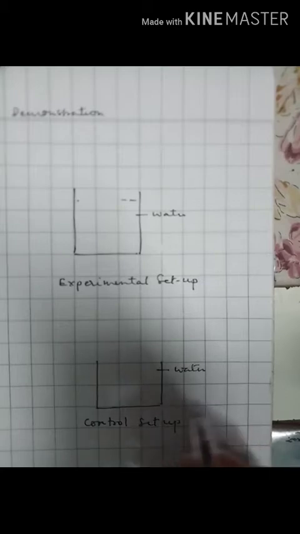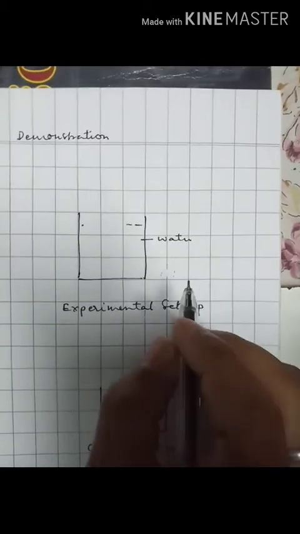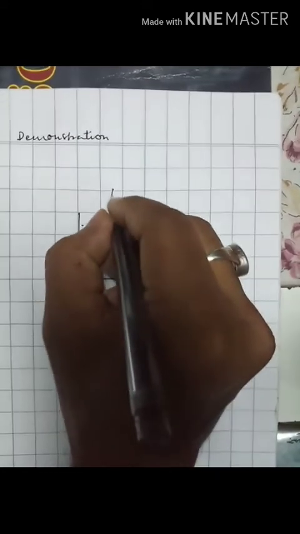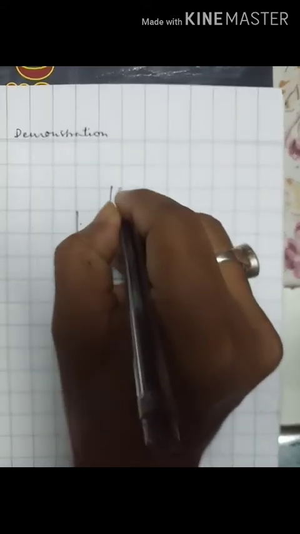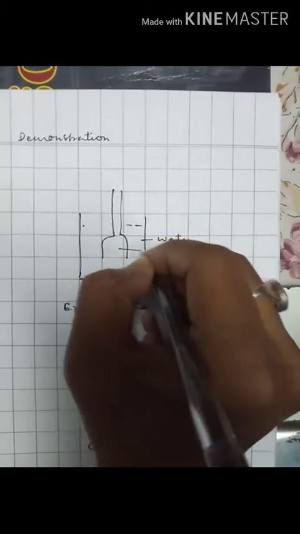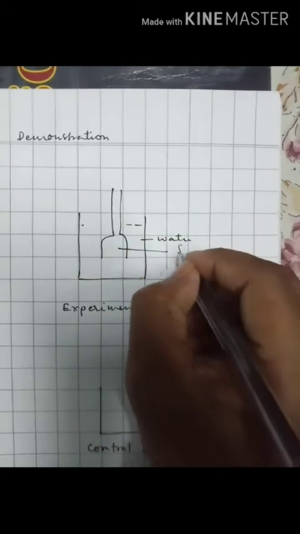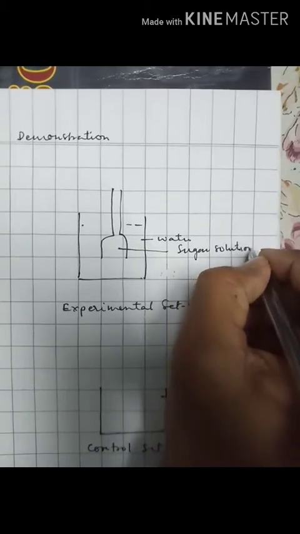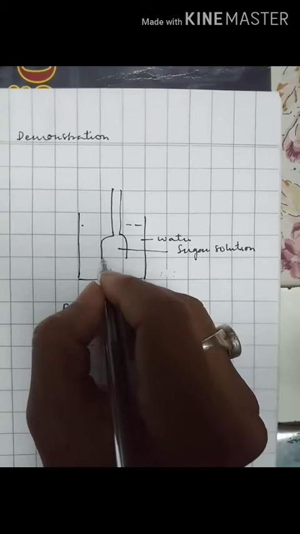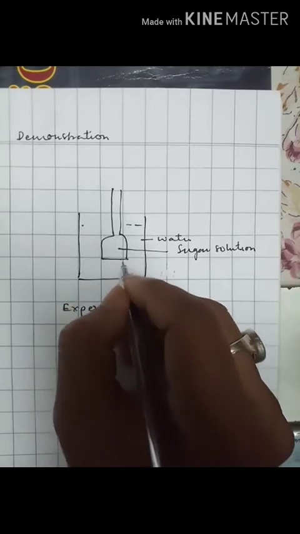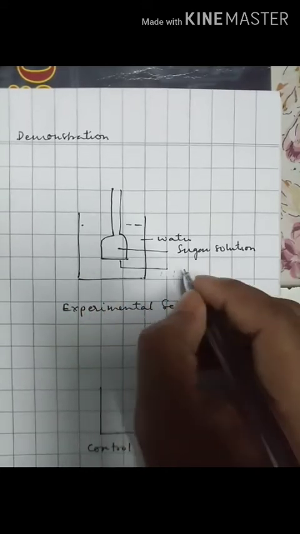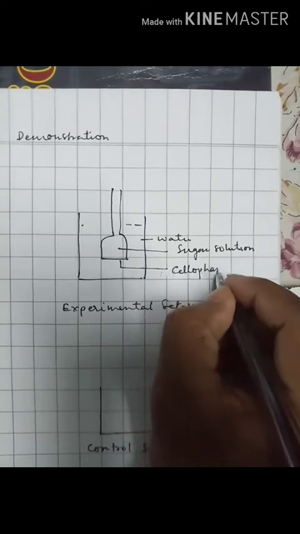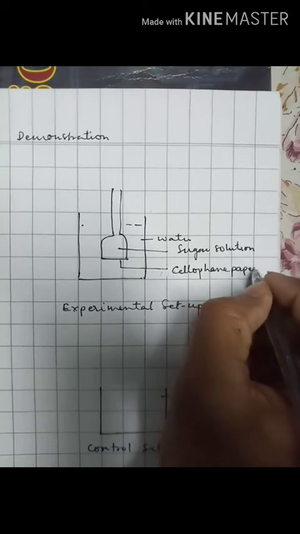Now, just keep an inverted Thistle funnel with concentrated solution or sugar solution in the Thistle funnel, and close the mouth of the Thistle funnel with an artificial cell membrane called cellophane paper.